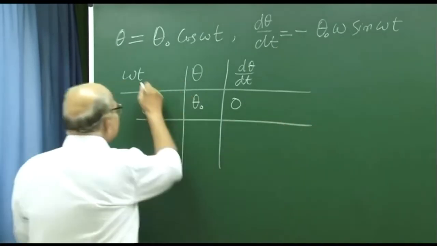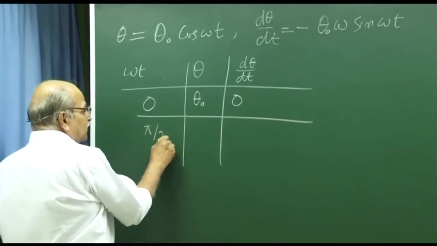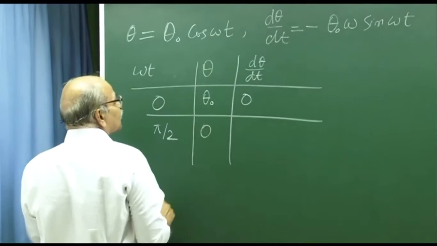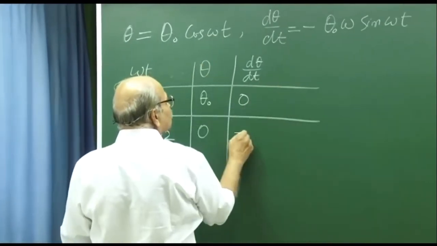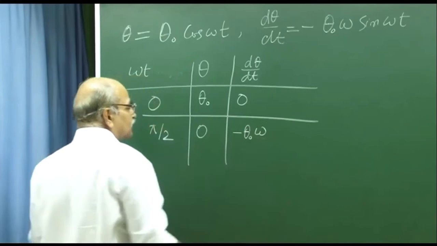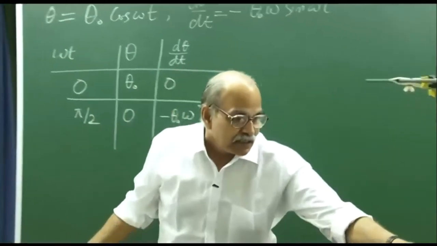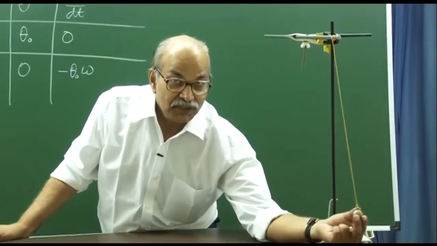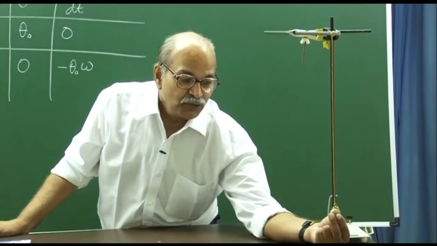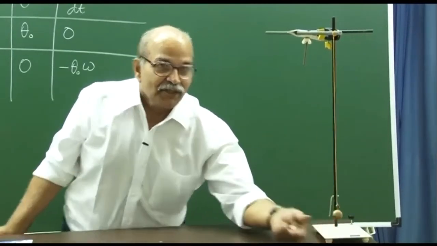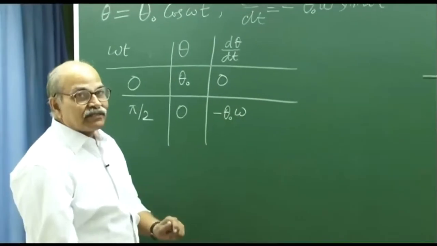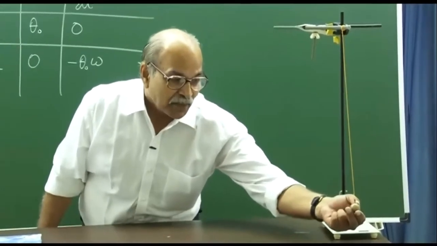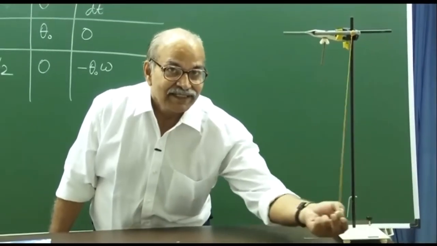Similarly, you can go for other values of omega t. Suppose it is pi by 2, what happens? Cos of pi by 2 will be 0 and sine of pi by 2 will be 1. So, the angular velocity is minus theta naught omega. Theta equal to 0 means during the oscillation it has come to the middle point, the equilibrium position. It is going in which direction? It can go towards left, it can go towards right. That also comes from here. It is minus theta naught omega, so it is going in the negative direction. During the oscillation, it is passing through the middle point, going towards the negative direction.